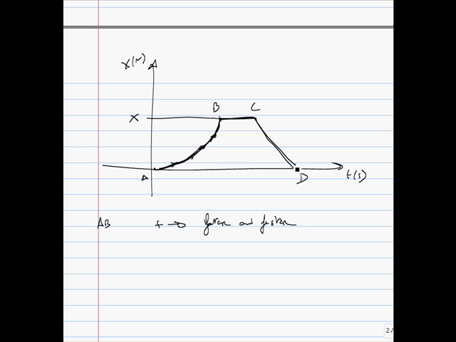Then from C to D, it appears that I'm going back to the initial position that I had in A, except now I'm doing it with a constant velocity because I only have one slope. So I'm going in a negative direction between C and D, and I'm doing it with a constant speed. While B to C, no motion.